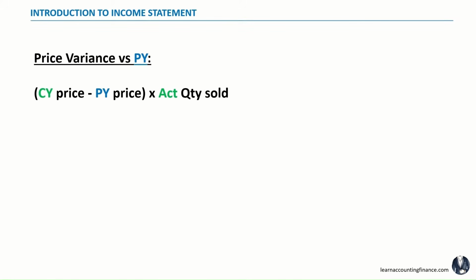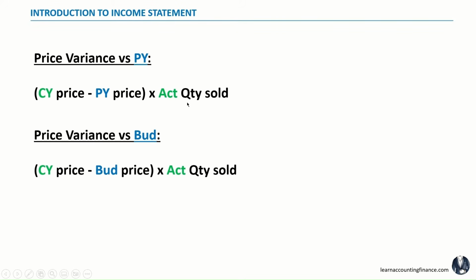So selling price variance is very easy to calculate. And the way we have built the file, we are calculating both variance versus prior year and budget simultaneously. This applies to all the variances, right? So to calculate the price variance versus prior year, the formula is current year price minus prior year price times actual quantity sold. And similarly for budget, just replace prior year with budget.